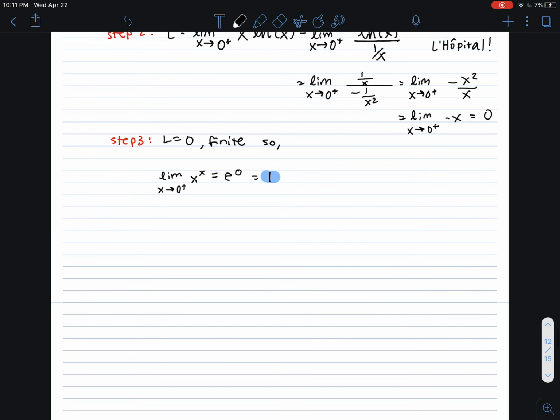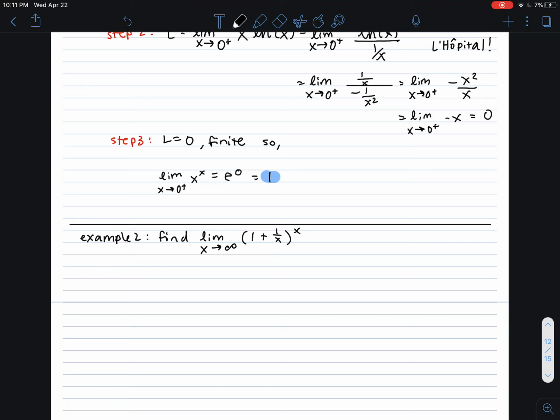Okay, let's do another example, just to reaffirm this process in your guys' minds. So example 2, we're going to find the limit as x approaches infinity of 1 plus 1 over x to the x. If we just plug in, we'll get 1 to the infinity, which is one of our indeterminate forms.